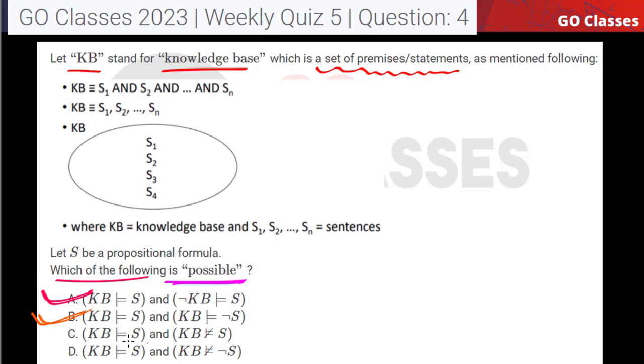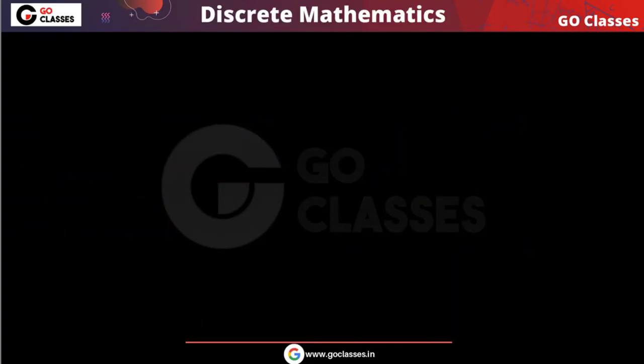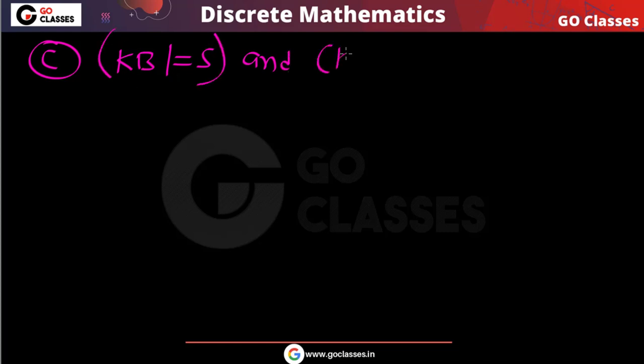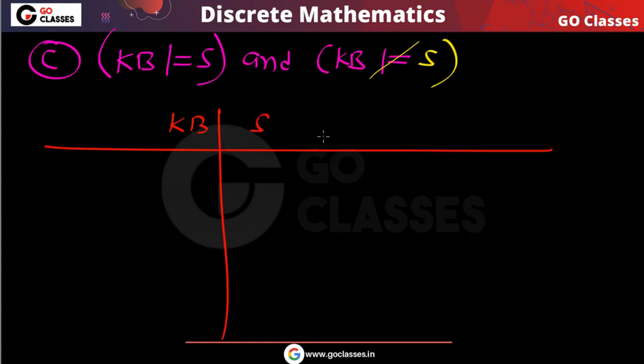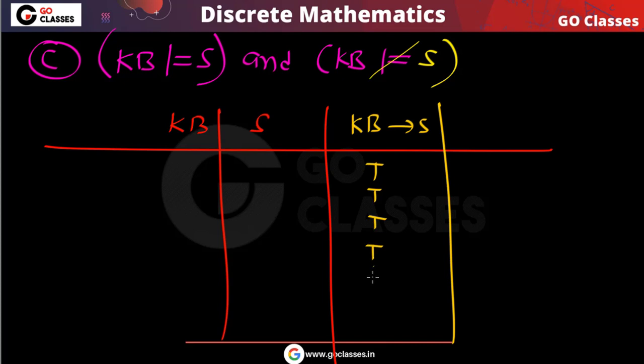Similarly, you can try option C. Option C is saying that the knowledge base infers S and the knowledge base does not infer S. Is it possible? This can never happen. You can very easily see this because this is your knowledge base and S can be anything. Knowledge base infers S means knowledge base implies S is a tautology.